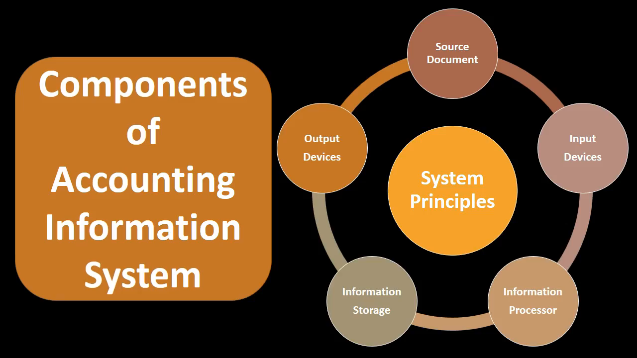So if we look at a flowchart of this, we see that the components of the accounting information system include the source document, the input devices, the information processor, the information storage, and the output. That would be the process that we would be going through for that conversion of the transaction information to an output end result. Let's take a look at a quick example.